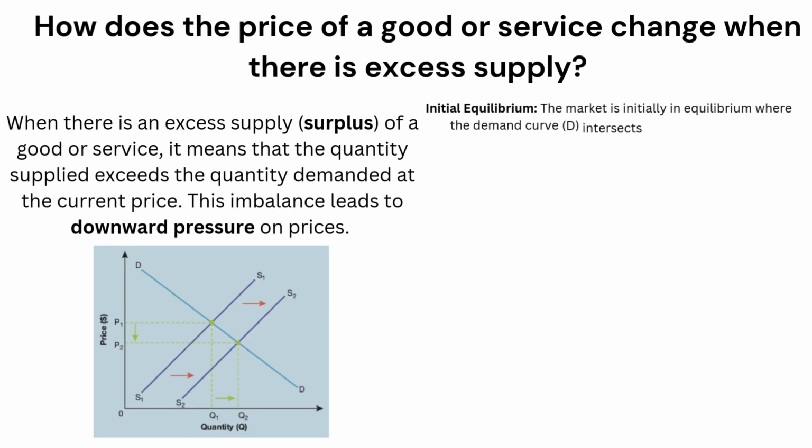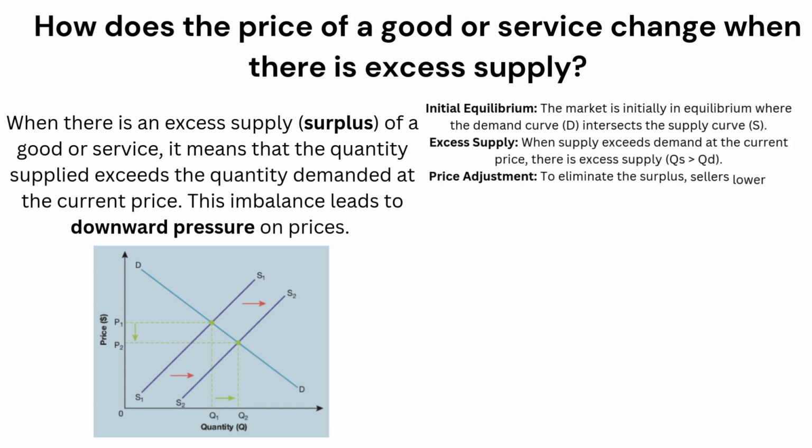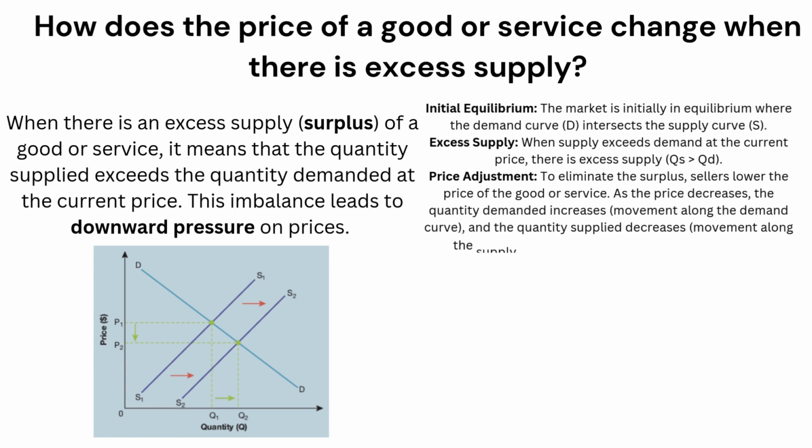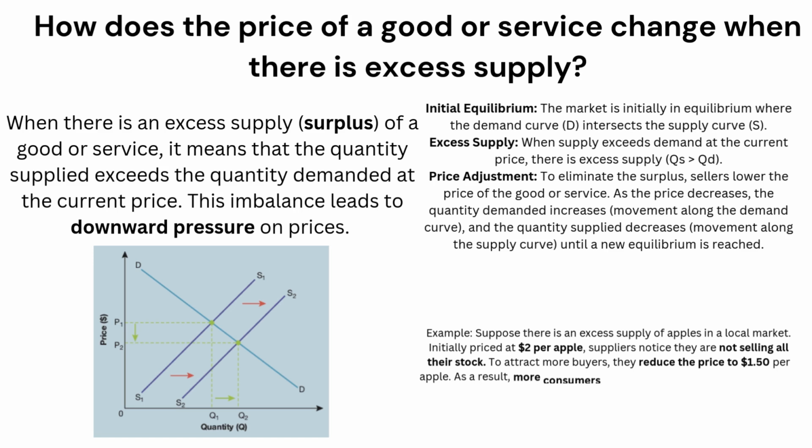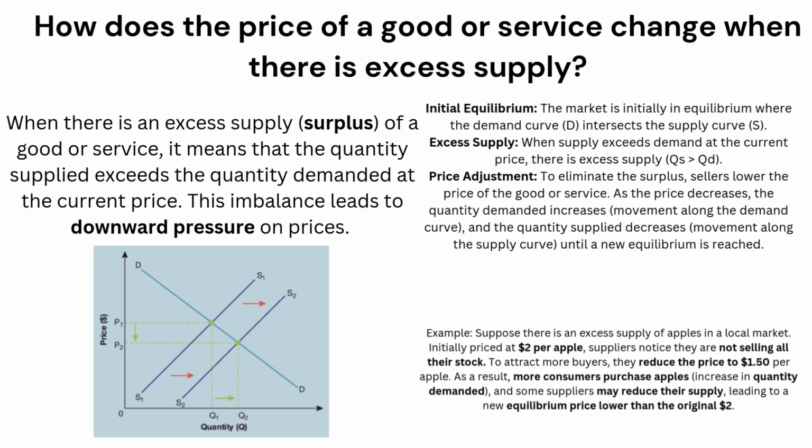2. With the use of diagrams, explain how the price of a good or service changes when there is excess supply. When there is excess supply, or surplus, of a good or service, the quantity supplied exceeds the quantity demanded at the current price, leading to downward pressure on prices. Initially, the market is in equilibrium where the demand and supply curves intersect. When supply surpasses demand at the current price, there is excess supply.